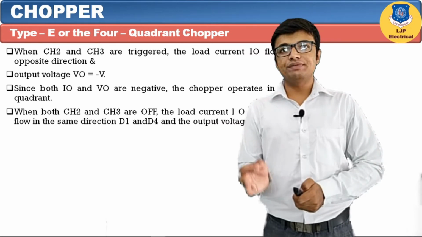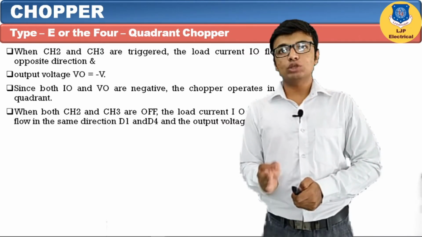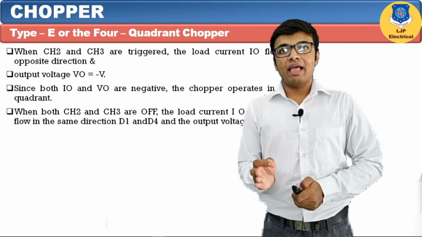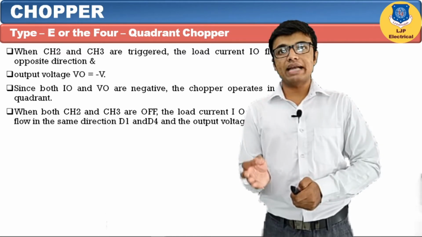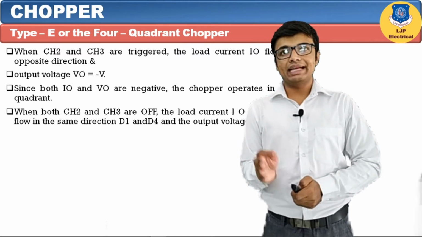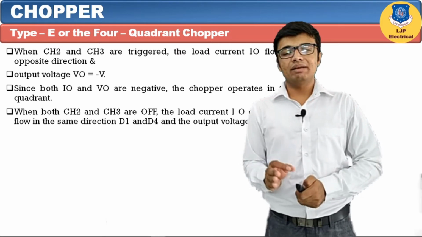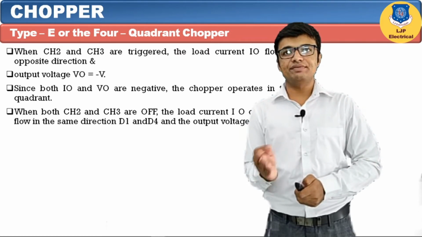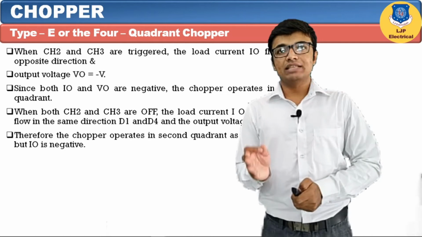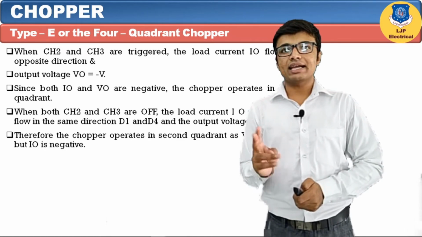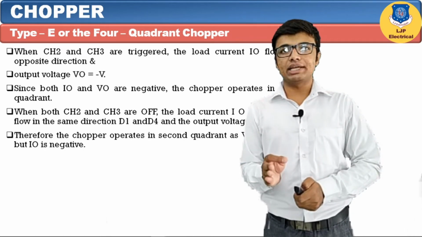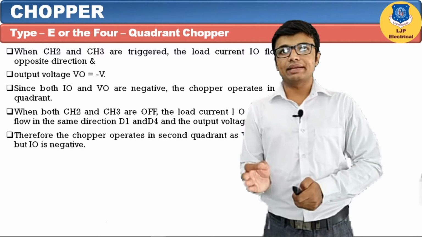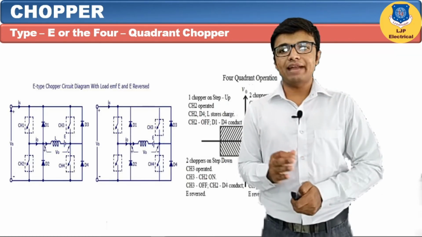quadrant. Now suppose switch 2 and switch 3 both are off, but the load current will flow in the same direction through diode D1 and diode D4, and diode D1 and diode D4 will become forward biased. Hence the output voltage VO is equal to Vs. Therefore the chopper will operate in the second quadrant because voltage is positive whereas current is negative. So this is the circuit diagram of the type E chopper.